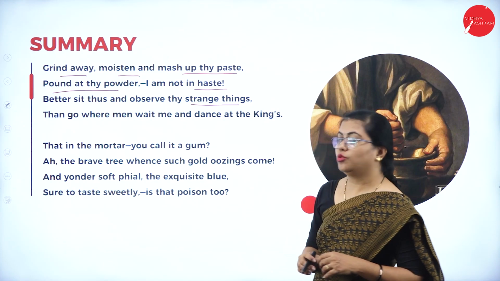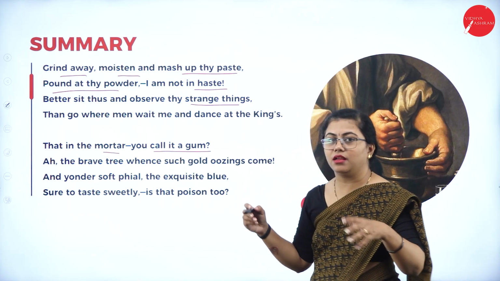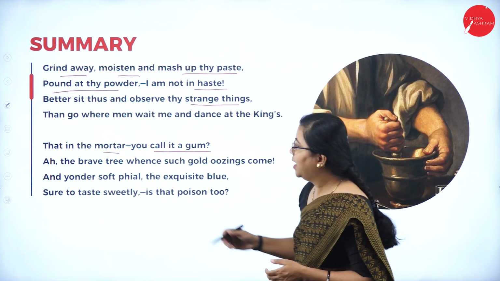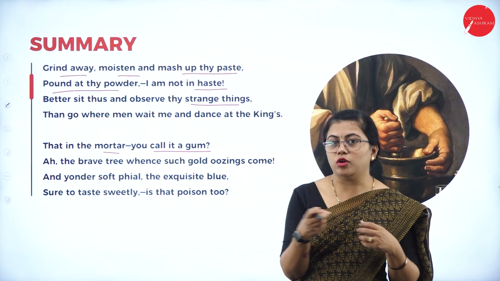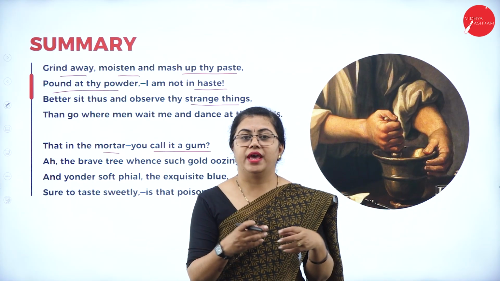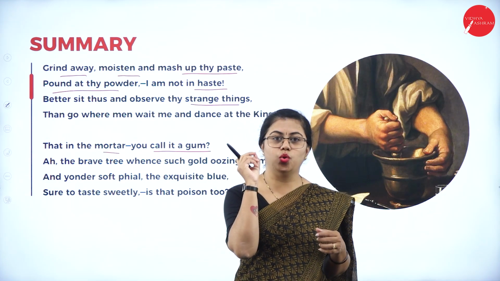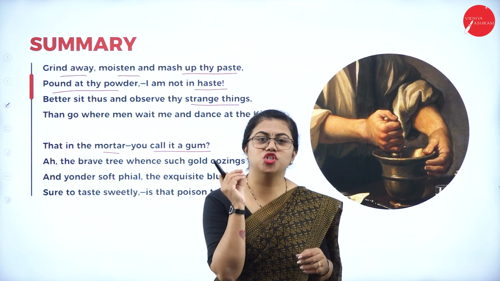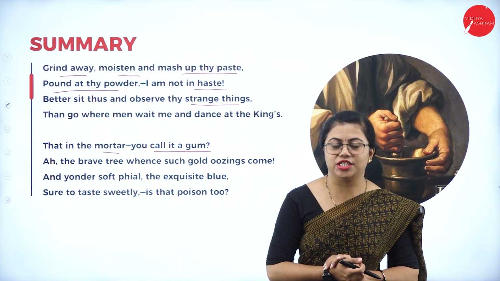That in the mortar you call it gum. So she's adding this mortar, that is gum also, something like a gum kind of a thing. And the brave tree whence such gold oozings come. That means she's talking about the gum. So the gold oozings means how the gum comes out in trees, that is golden color, isn't it? So that is so very beautiful to look at. It is very attractive to look at.